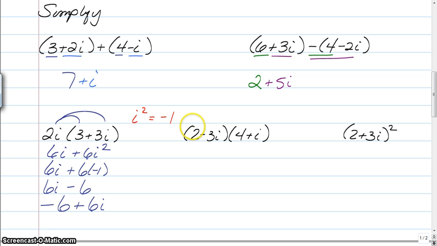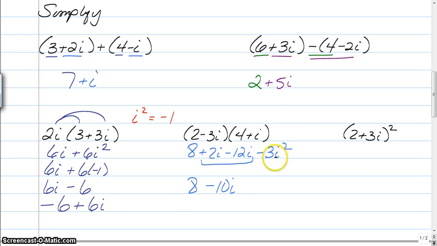When you FOIL, it's the same as foiling. 2 times 4 is 8. 2 times i is 2i. Negative 3i times 4 is a negative 12i. And a negative 3i times i is a negative 3i squared. Combine like terms in the middle. 2i minus 12i is a negative 10i. Then we have our 8.